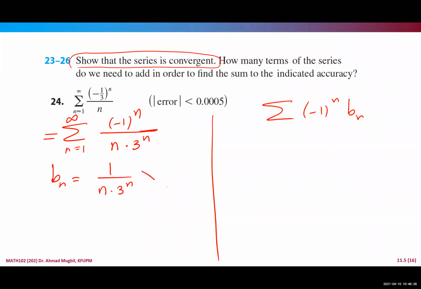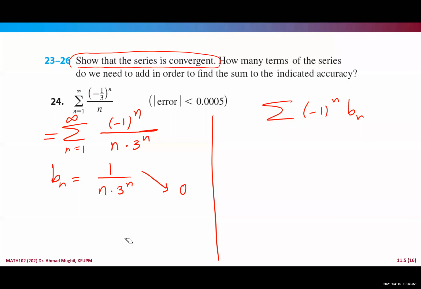Now clearly, ya Shabab, this decreases to 0. When n goes to infinity, this goes to 0. 1 over infinity is 0. And also it is decreasing. Check that by checking that bn plus 1 is less than or equal to bn. Check by cross multiplying. Or of course, you can also use the first derivative test.